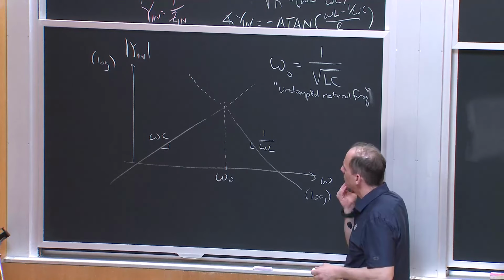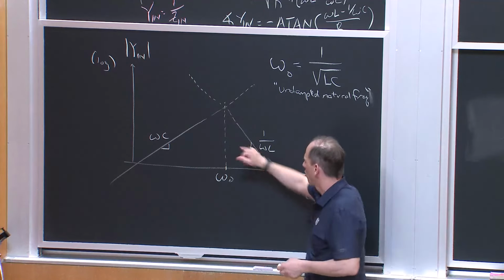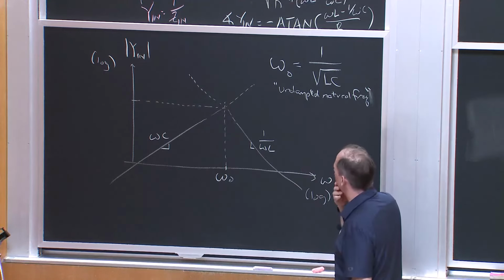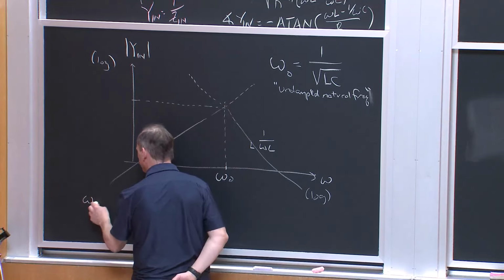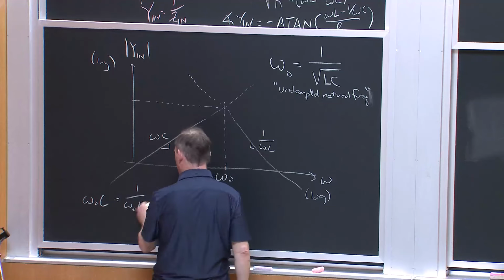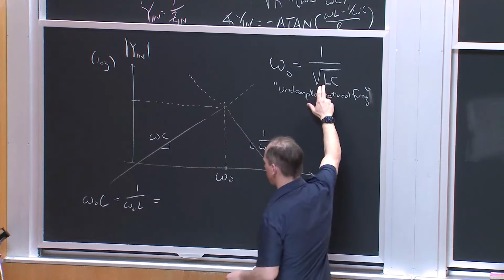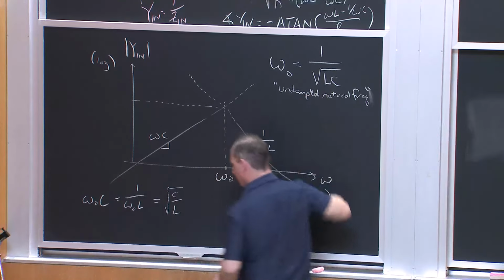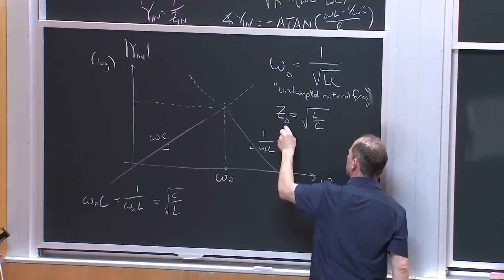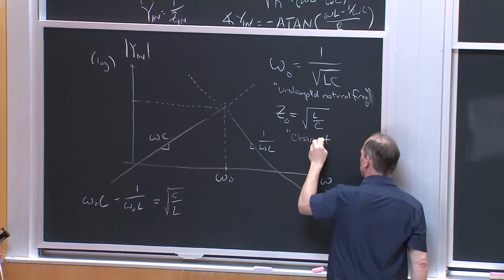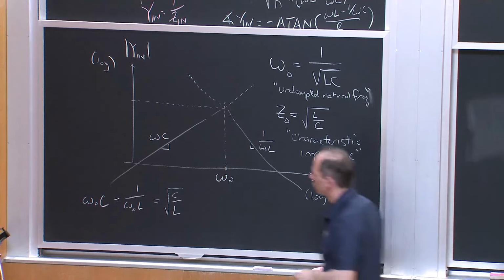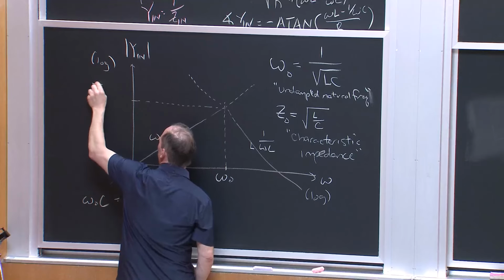Where on this axis is this intersection? Well, what's omega naught C, which also has to equal 1 over omega naught L? If I plug in this value, omega naught C is equal to the square root of C over L. Or this is sometimes written by defining Z naught equal to the square root of L over C, which is known as the so-called characteristic impedance of the network.